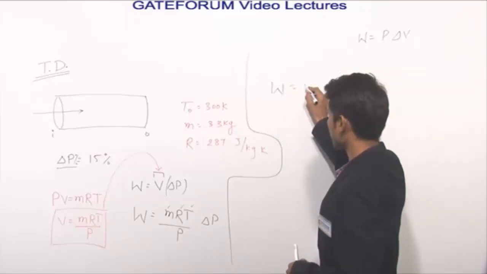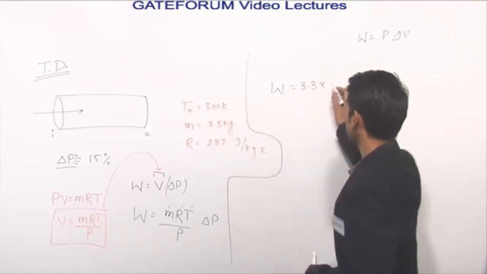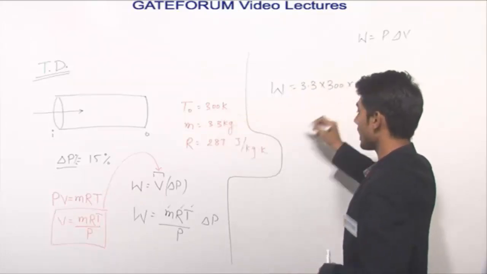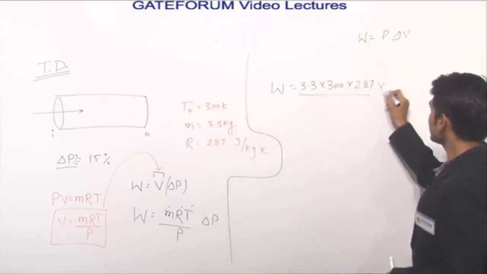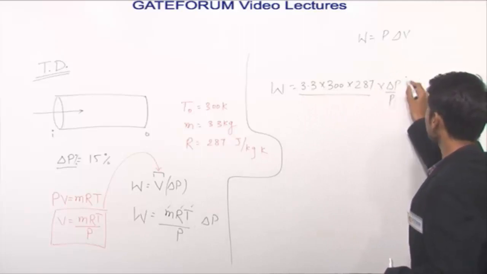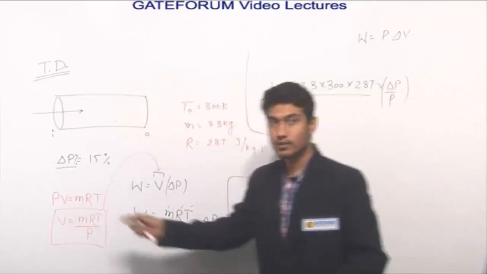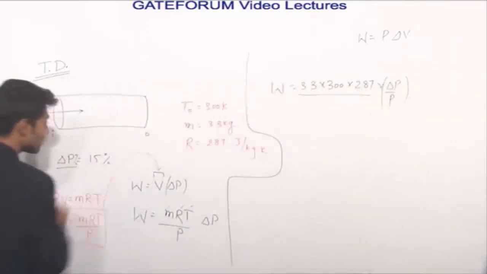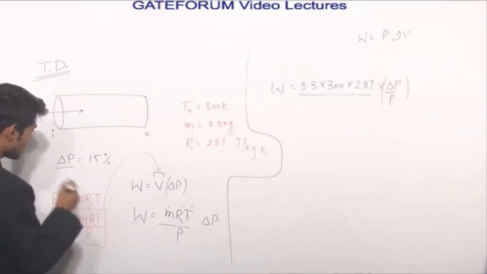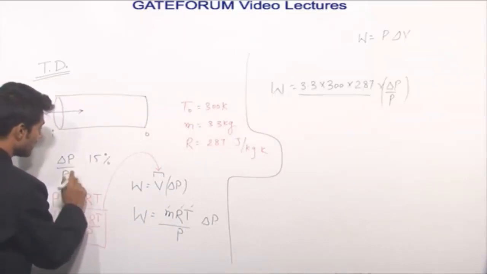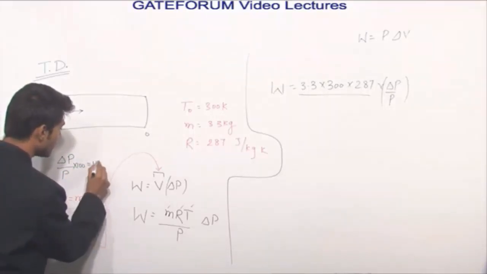We'll write work done as M. What is the value of M? 3.3 multiplied by temperature, that is 300, R, value of R is 287. Can we write delta P by P as 0.15? Because pressure drop is given in percentage. It is nothing but, 15% is nothing but delta P by P multiplied by 100 is equal to 15%.